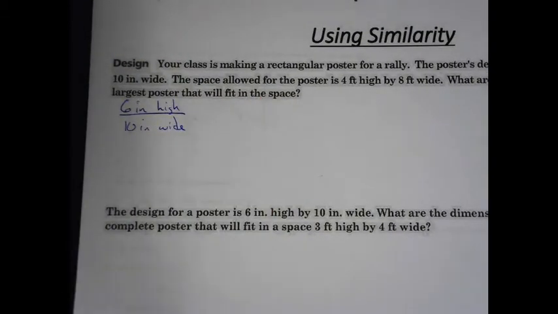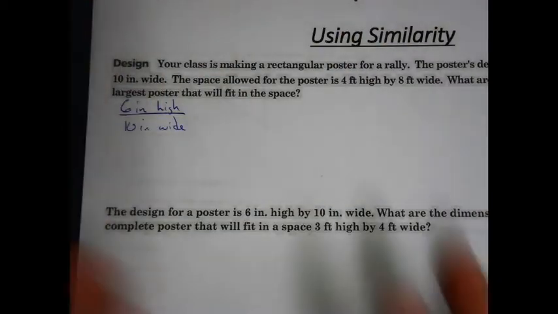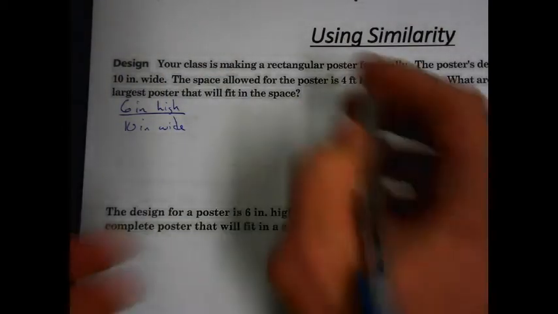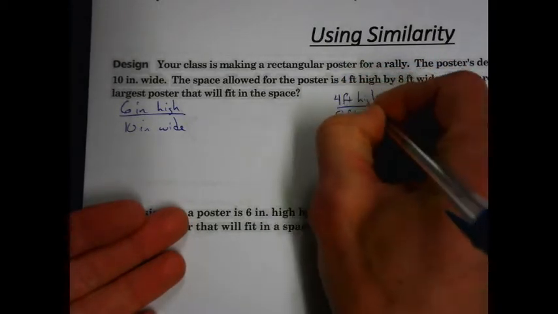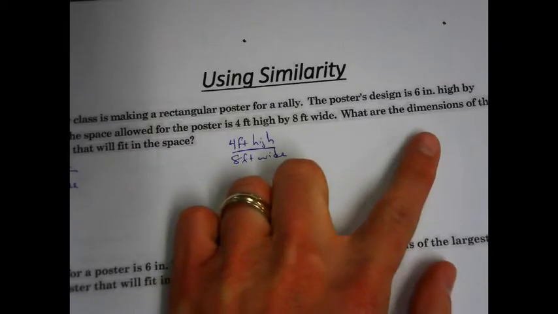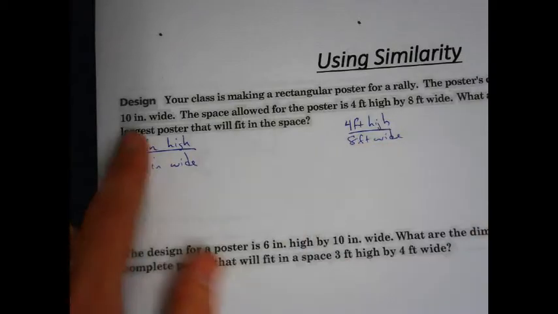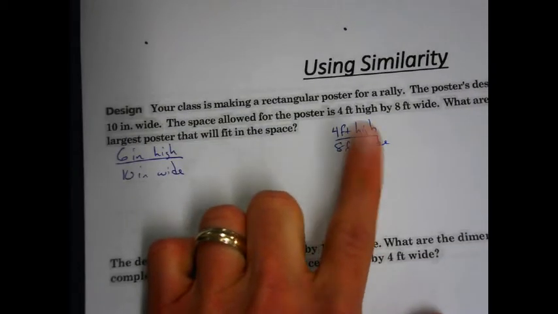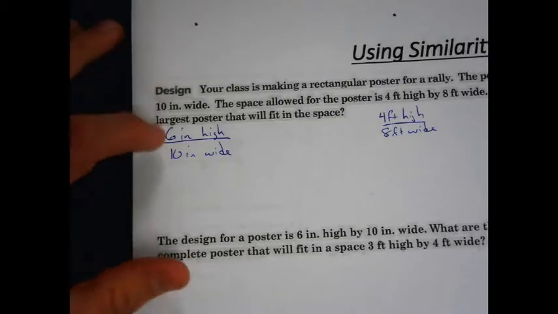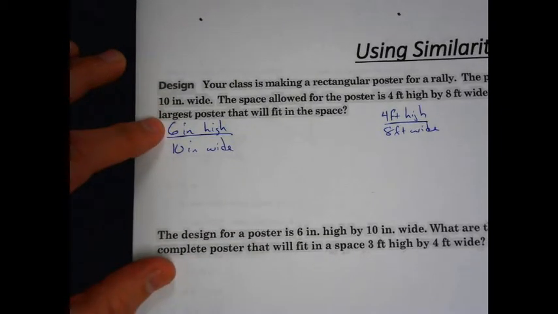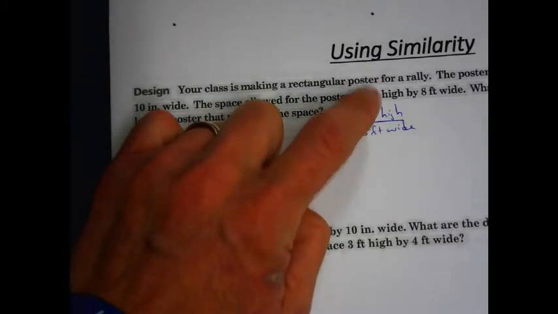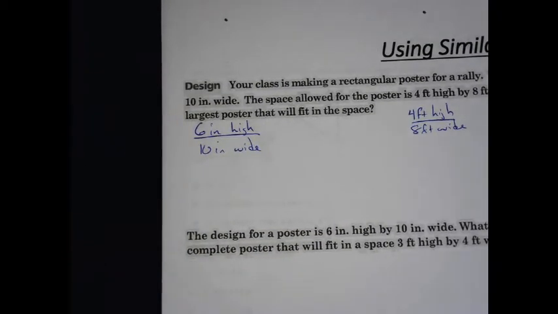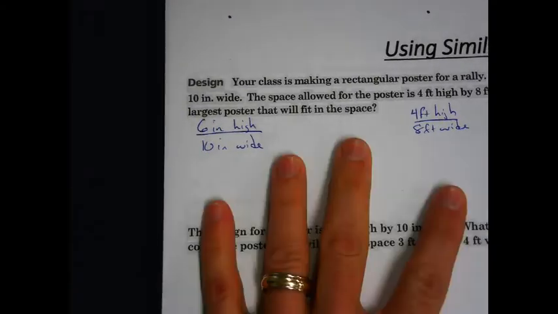Now the space allowed for the poster, like this wall, okay, this wall, the space allowed is 4 feet high, okay, by 8 feet wide. And the question is, what are the dimensions of the largest poster that will fit in this space? So the poster has to keep the same ratio. The poster has to keep the same dimensions. Now, if we look here, we can see that the ratio of the space is 1 to 2, and the ratio of the design is not 1 to 2. Okay, it's 3 to 5. So this is not an exact fit.